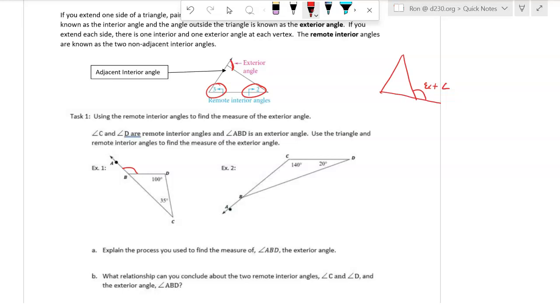Well, I know if I wanted to, I could use this triangle to find that angle with the double arc. I would do that by taking 100 plus 35 is 135. Now if I do 180 minus 135, I get 45. That tells me this angle is 45 degrees. What do these two angles have to add up to? 180. So 180 minus 45 would give me 135. So this angle here is 135.